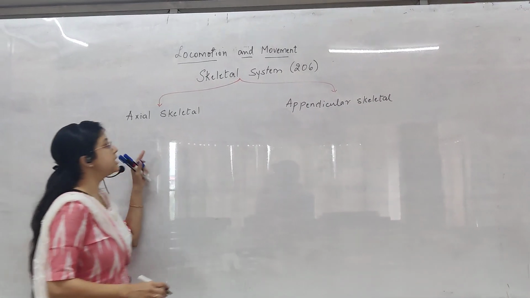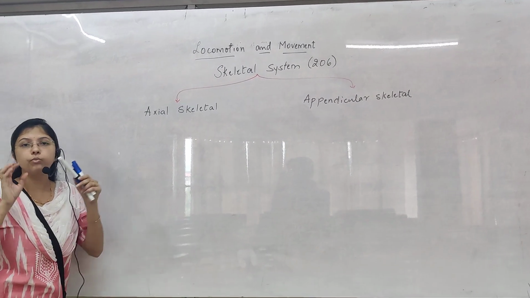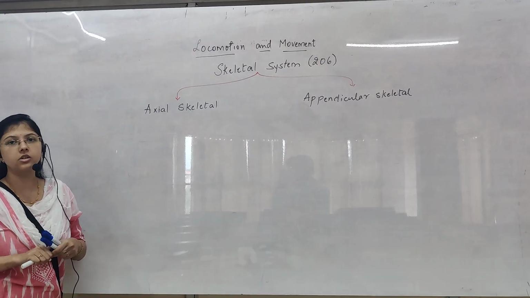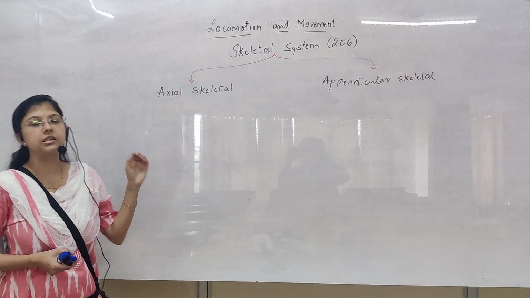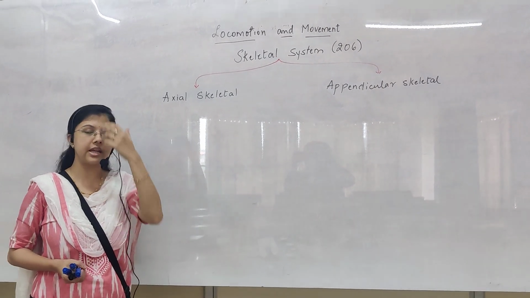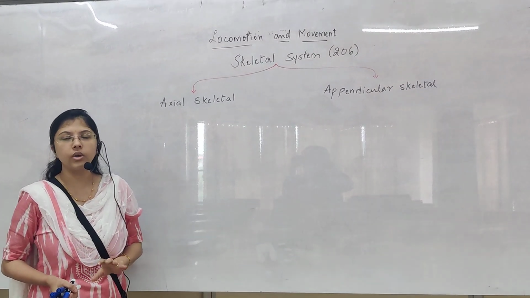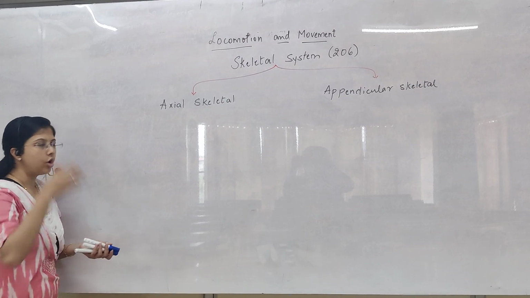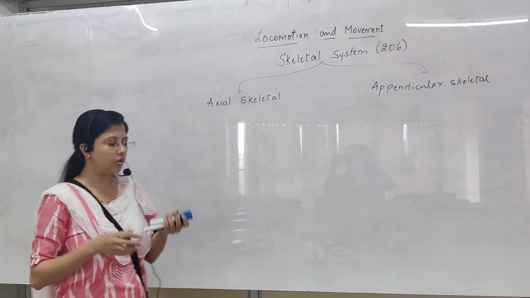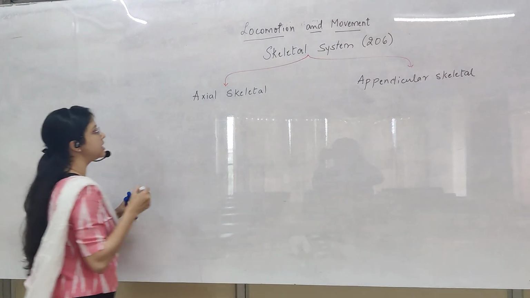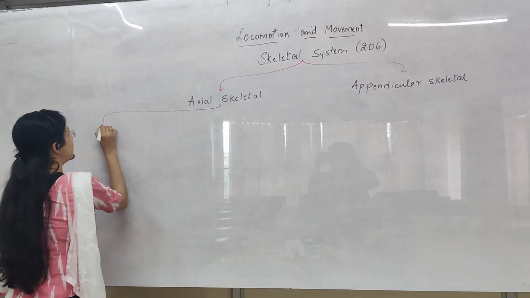Now, what is the axial skeletal system? The skeletal system which is present at the axis of the body. So the axial skeletal system is the one which is present at the axis of the body. It will include your head, the vertebral column, and the ear ossicles. So let us classify this axial skeletal system further.